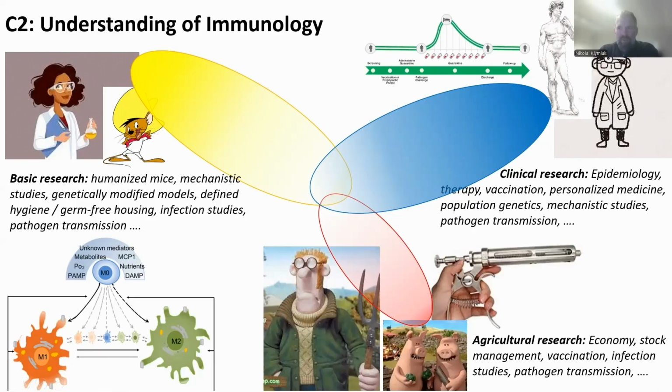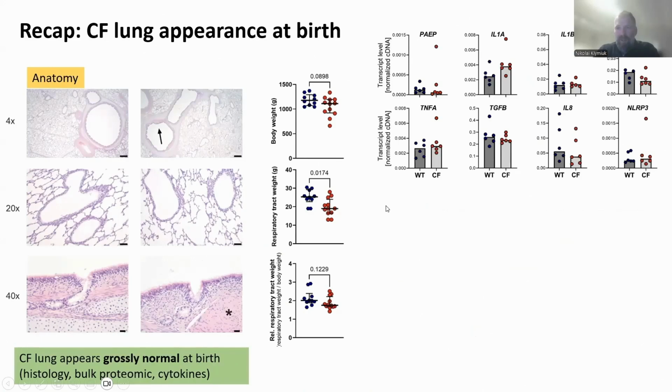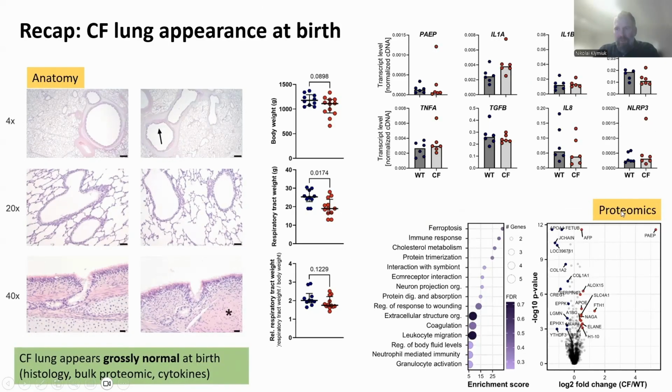And for this reason, we carefully carried out our study, first recapitulating the anatomy of the lungs, which appeared grossly normal in the entire cohort between CF and wild-type animals. Also very similar were the levels of cytokines in the airways of CF animals and wild-type animals, and bulk proteomics on lung tissue indicated almost no differences between wild-type and CF.